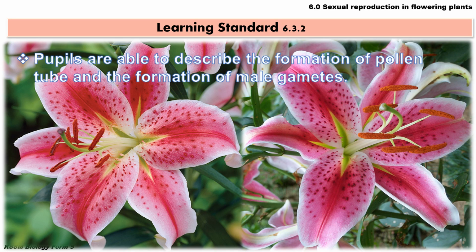Next. Second learning standard. You are able to describe the formation of pollen tube and the formation of male gamete. This is actually the continued story from 6.2. So, in 6.2, you learned the formation of pollen grain. After that, what do we do with the pollen grain? The pollen grain will be transferred. So, pollination occurs. So, after that what happens? This is what you are going to learn in this second learning standard.